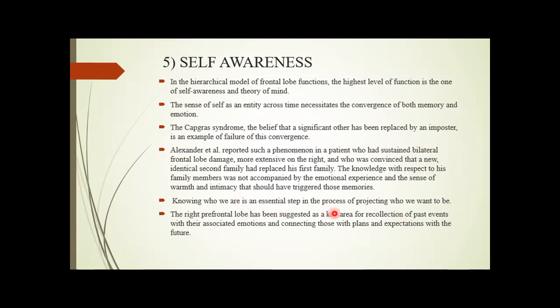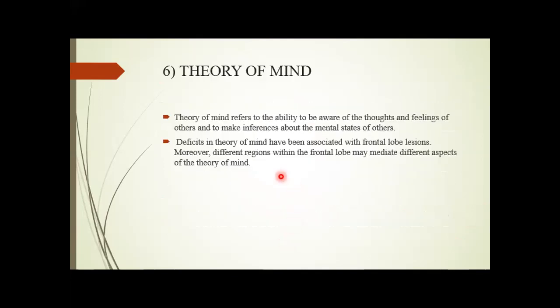Knowing who we are is an essential step in the process of projecting who we want to be. The right prefrontal lobe has been suggested as a key area for recollection of past events with their associated emotions and connecting those with plans and expectations for the future.